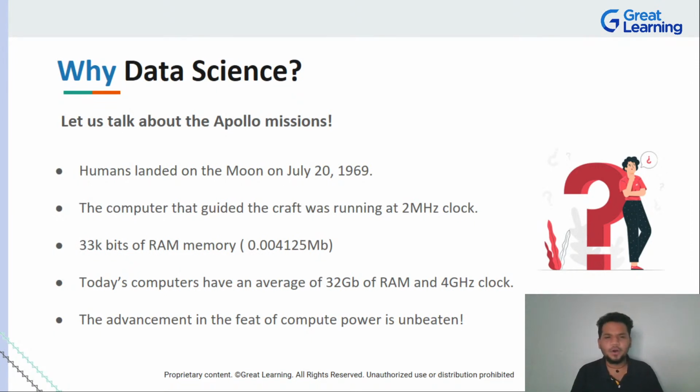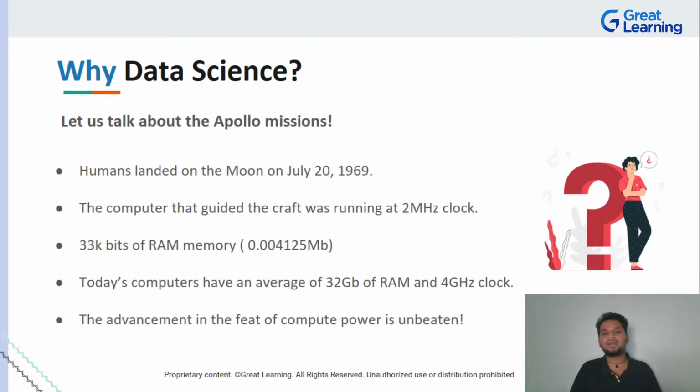It was running on 0.004 MB of RAM. It's not even 1 MB, it's 0.004 MB of RAM, and the entire CPU was powered at somewhere around 2 megahertz. If you compare it to the phone that I have in my hand right now, this is probably 1 million or 10 million times slower, right? Now, this was the entire computer that took us to, I want to say another planet, but it's not a planet, it's the moon, right?